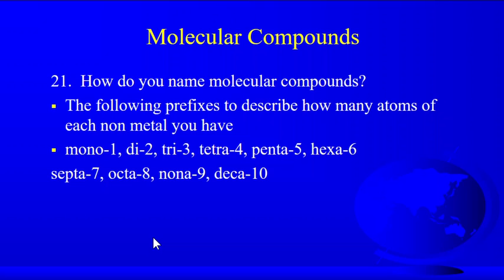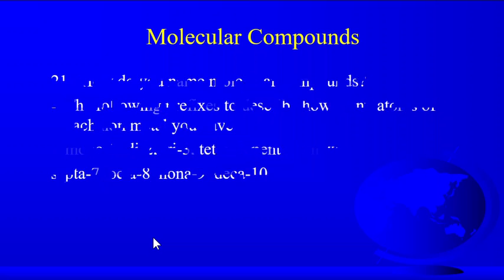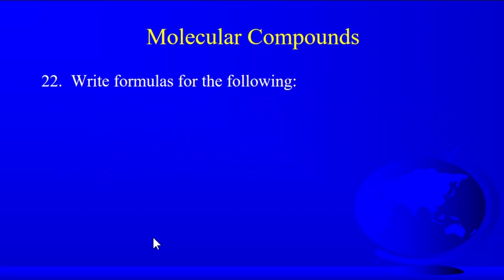Octa, well, an octopus has how many legs? Whatever. Nona kind of sounds like nine. And a decade is how many years? 10. You've got to memorize that chart, because if you do, this is unbelievably easy.